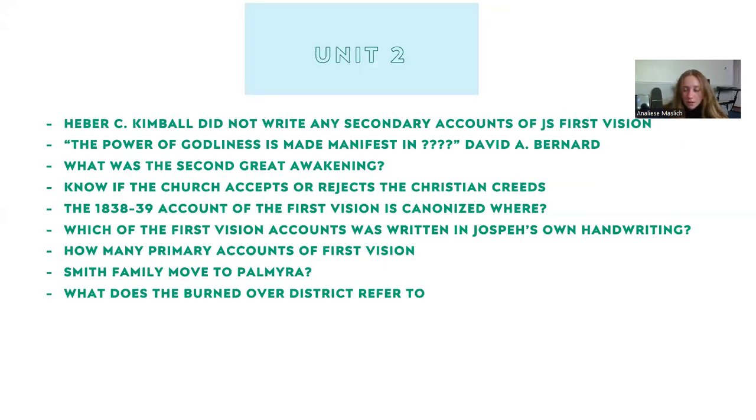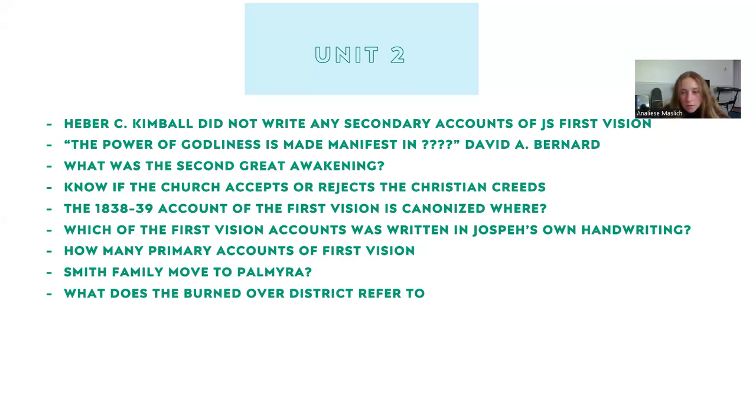Here's Unit 2. You're gonna need to know that Heber C. Kimball did not write any of the secondary accounts of Joseph Smith's first vision. And then David A. Bednar said the power of godliness is made manifest in what? What did he say there? And then you're gonna need to know what the Second Great Awakening was, and know if the church accepts or rejects the Christian creeds. Then the 1838 to 1839 account of the first vision is canonized where? That is canonized in the Pearl of Great Price.